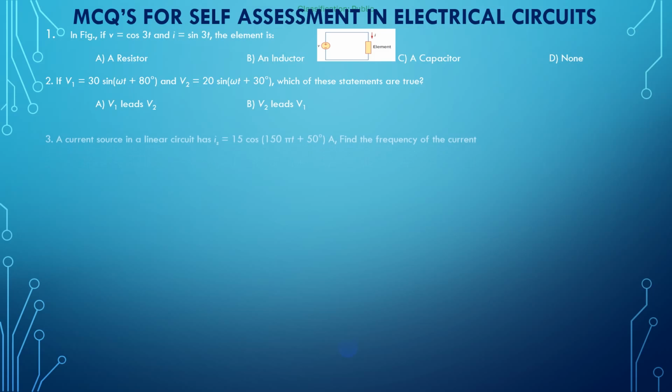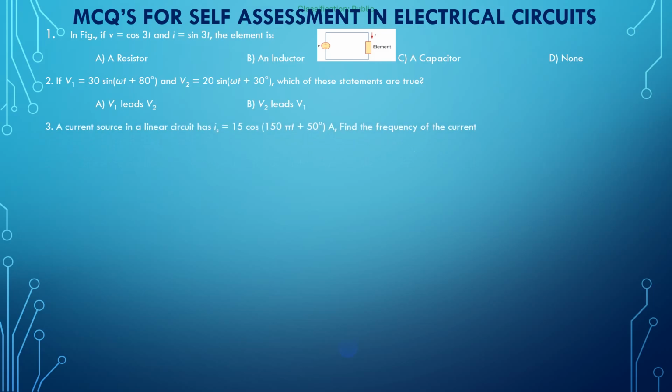Okay, a current source in a linear circuit is i1 equals 15 cos(150 pi t plus 50 degrees) ampere. Find the frequency. How will you find the frequency? In the form cos omega t, sin omega t, what is omega? Omega is 2 pi f, I told you, right? So here omega is 150 pi. 2 pi f is equal to 150 pi. Find the f: pi will cancel, 150 by 2 is 75. The correct answer is 75 hertz.